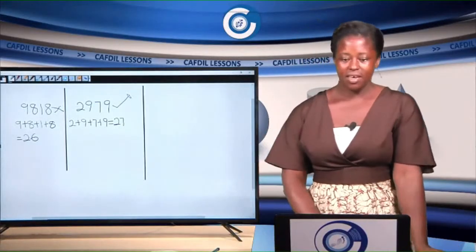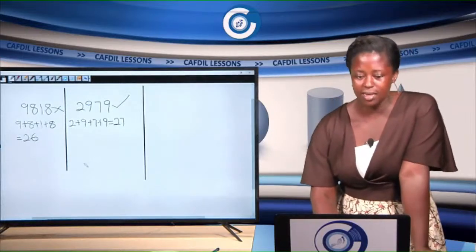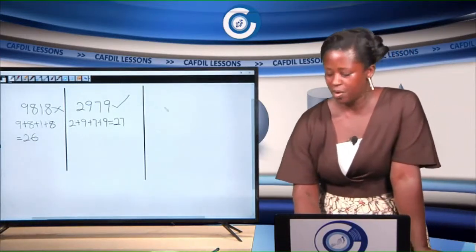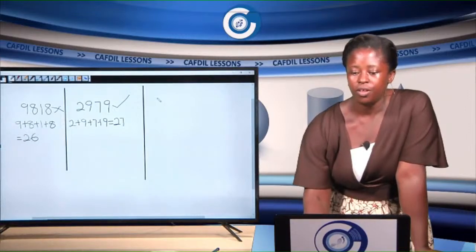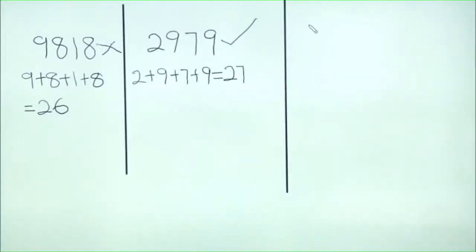Alright, learners, let's look at the last example and then we move on. You have 6,731. I want you to check if it is divisible by 9. You have just 30 seconds to do it. And it starts now.